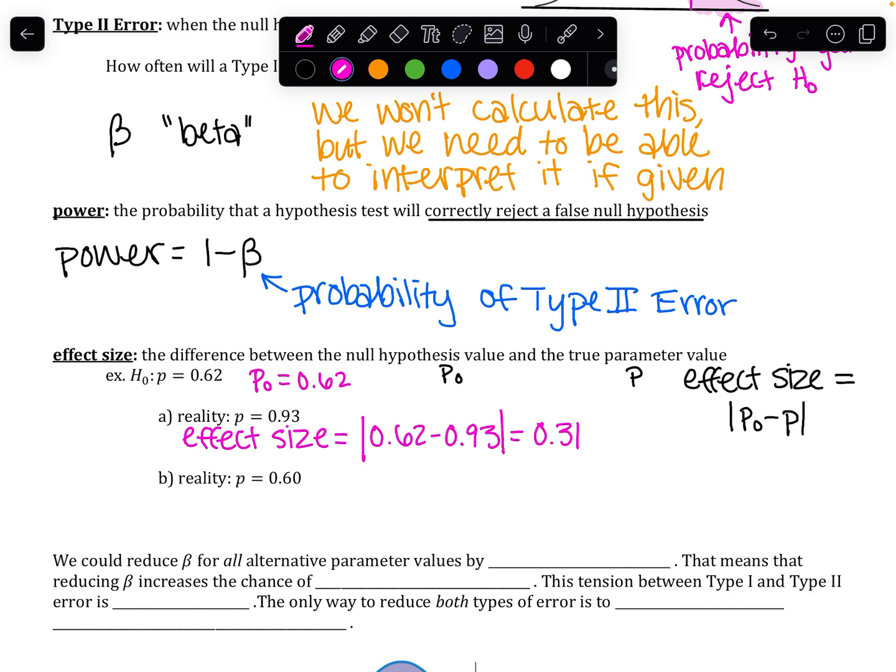All right, but look at this next one. If in reality, the true proportion is 0.6, let's look at that effect size. The true proportion and the value we're hypothesizing are only 0.02 apart. That's going to make it harder to make the right call. Because those are so similar, if we get a sample proportion that's unusual, it might not really tell us a difference.